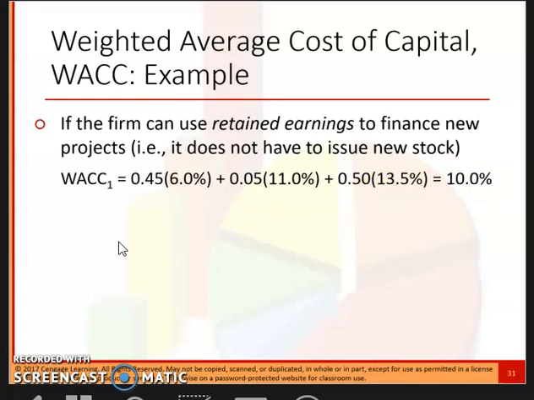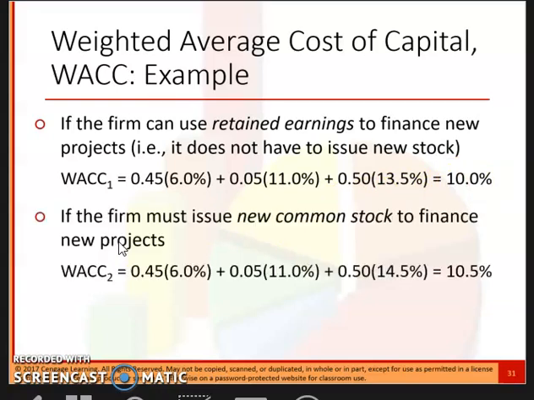If the firm has to issue new stock, then our calculation is going to change. This doesn't change and this doesn't change, but we're going to use our 14.5% here instead of the 13.5%. So that raises our weighted average cost of capital from 10% to 10.5%.